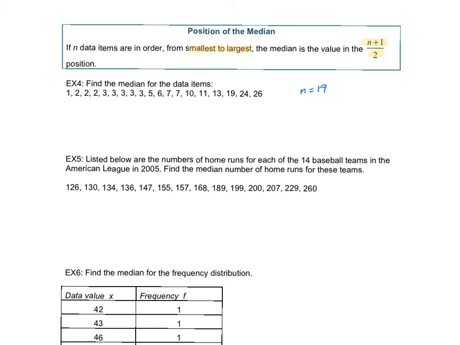Let's see, so this is going to be 19 plus 1 over 2, 20 over 2, 10. So the 10th data item should be my median. So I would just go 1, 2, 3, 4, 5, 6, 7, 8, 9, 10, and I see that 5 is going to be my median.